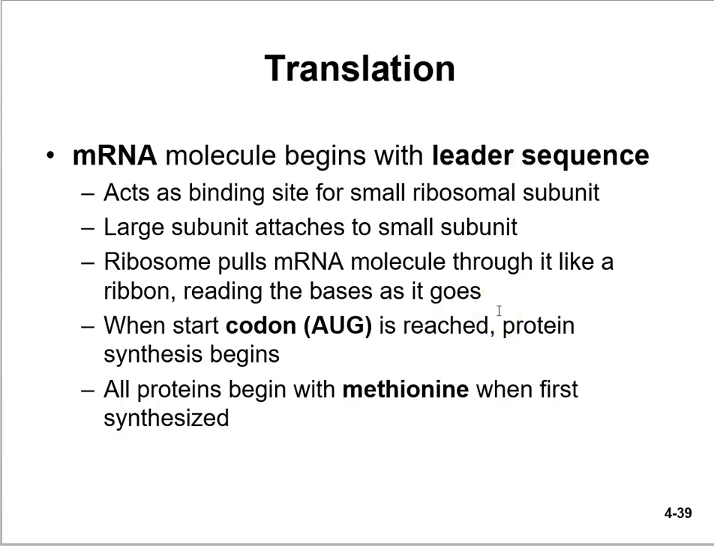So the mRNA begins with a leader sequence. This acts as a binding site for the ribosomal subunit. The large subunit attaches to the small subunit, and then the ribosome pulls the mRNA molecule through it, kind of like a ribbon, and it reads the bases as it goes. First, it reads the start codon. Remember, all proteins begin with that start codon of AUG. When we reach that, protein synthesis begins, and then we tack on that first amino acid called methionine.